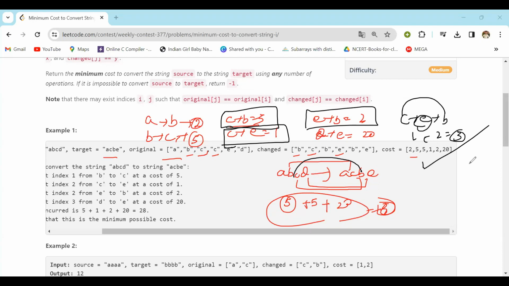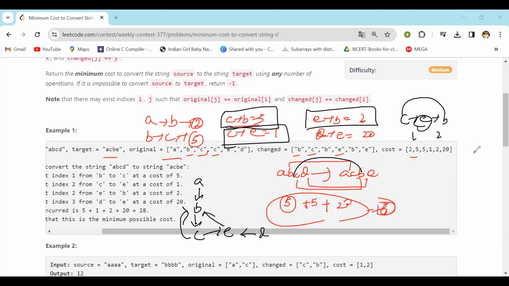So I think our task is clear, right? We have to convert from one character to another character, and we want to do that in minimum possible cost. That's it. For that, we have a graph. Basically, this is nothing but a graph. If you look properly, this is nothing but a graph. What graph do we have? A to B, B to C, C to B, a directed graph basically. C to E, E to B, and D to E.